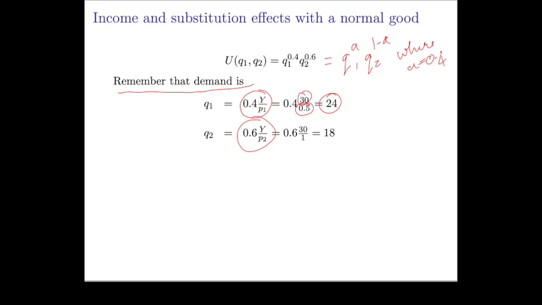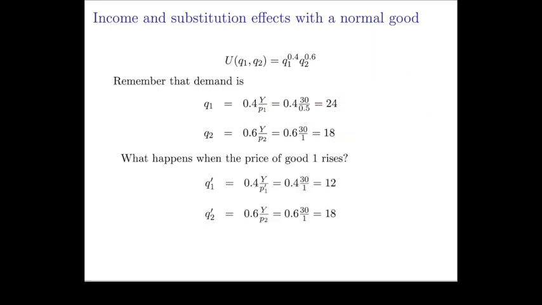Similarly, your demand for good 2 is 0.6, which is 1 minus a, times y divided by p2. Y is 30, p2 is 1. You plug those in, you get 0.6 times 30 divided by 1. That's equal to 18. So the bundle that you demand is 24, 18. That's before the increase to the price of good 1.